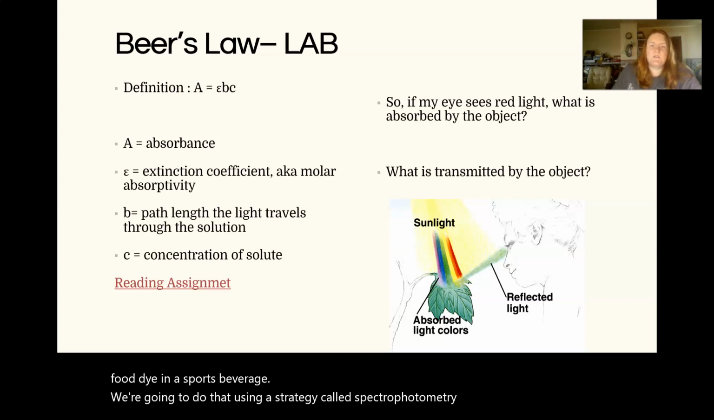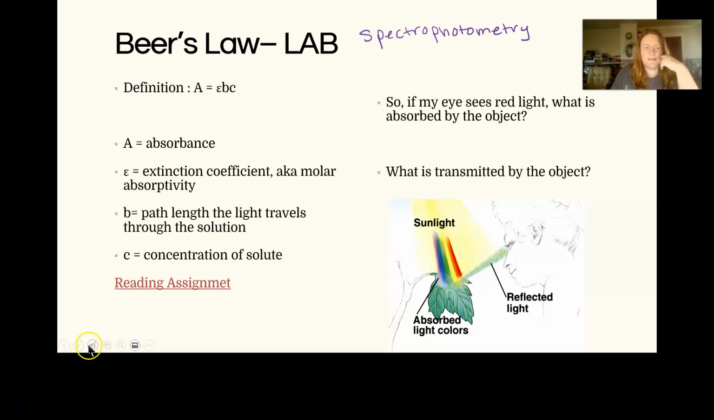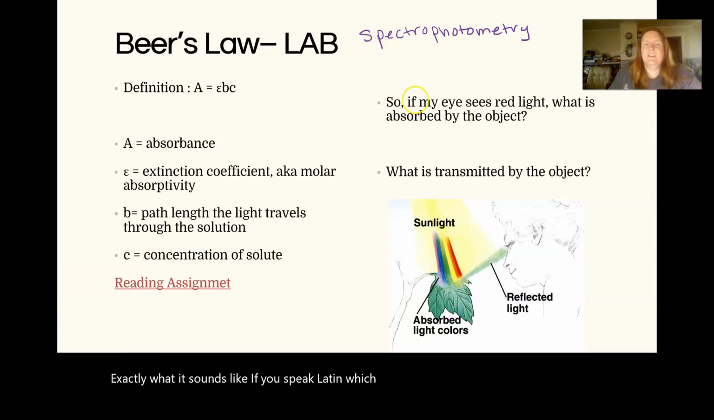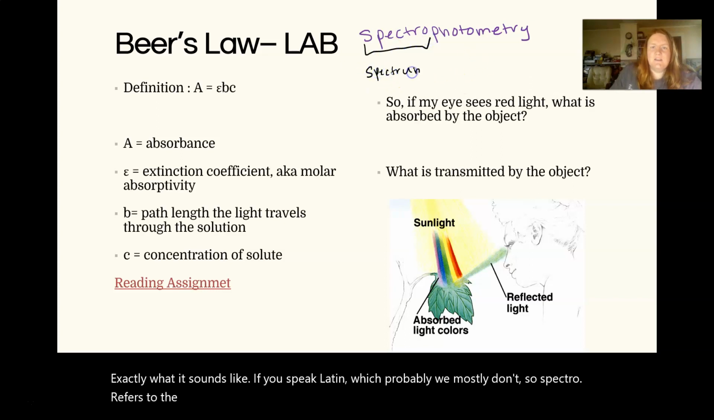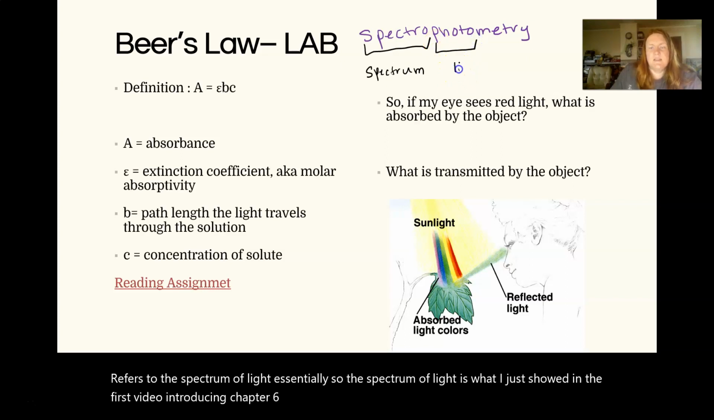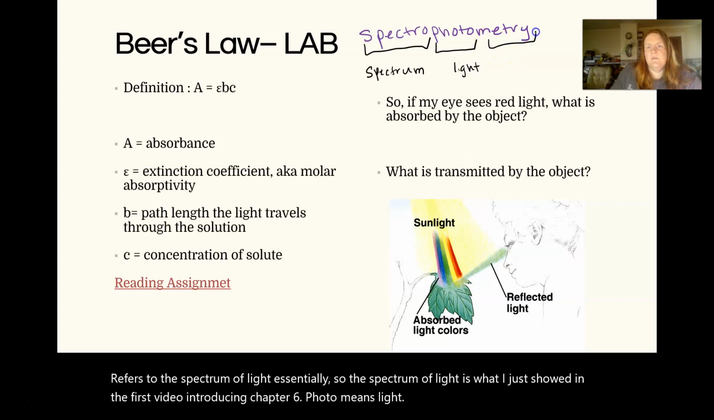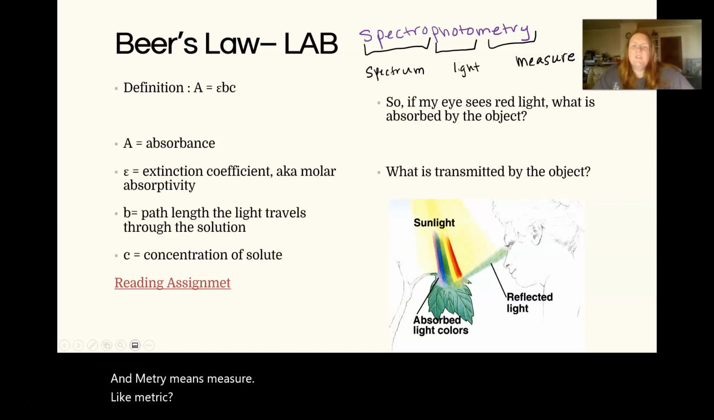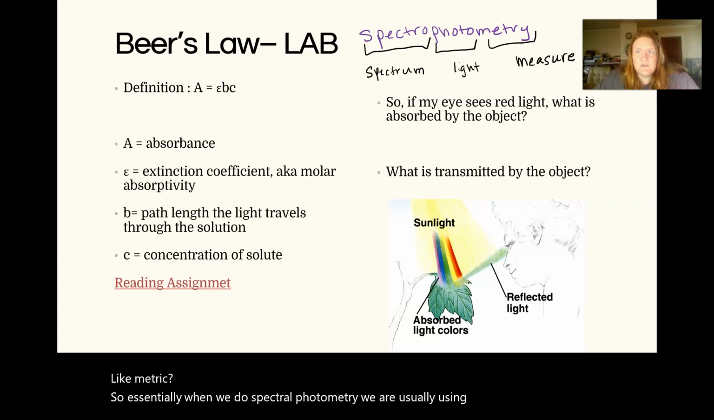Okay, so spectrophotometry means exactly what it sounds like if you speak Latin, which probably we mostly don't. So spectro refers to the spectrum of light, essentially. The spectrum of light is what I just showed in the first video introducing chapter 6. Photo means light, and metry means measure, like metric. Okay. So essentially, when we do spectrophotometry, we are usually using light to measure something.